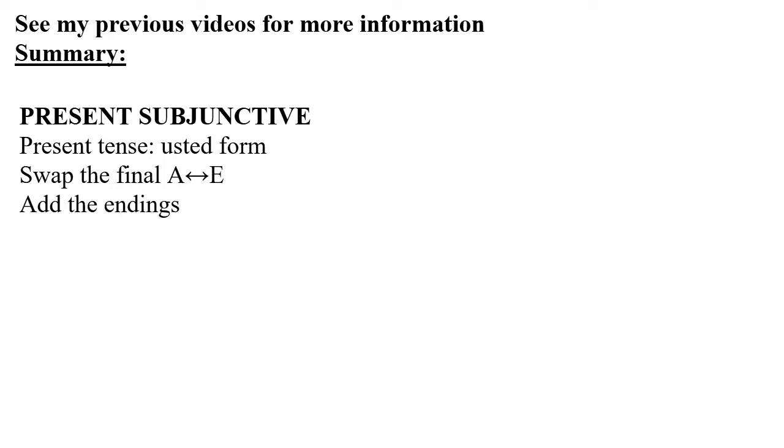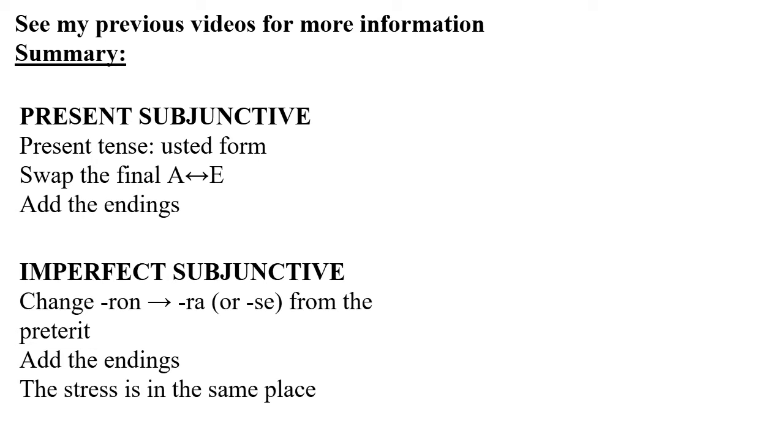We have the present subjunctive, which covers the present time, as you may expect, but also the future, so fortunately we do not need to learn a future subjunctive. We have the imperfect subjunctive, which is used to talk about a past action. I like to see it as a general past tense. It's the one that changes the ron sound to ra or se, as explained in a previous video.